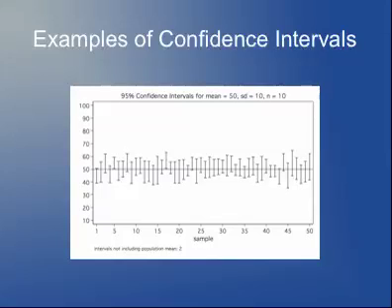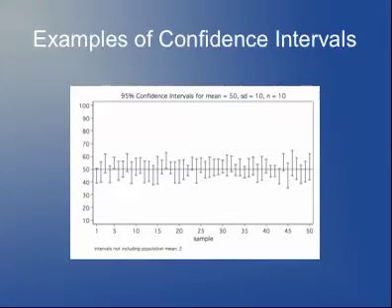I've got some graphs here to try to illustrate what's going on. This is just some simulated data. I generated some random data with mean 50, standard deviation 10, and a sample of size 10. In each case, I calculated a 95% confidence interval. And for each of these lines, the top of the line is the upper confidence limit, and the bottom of the line is the lower confidence limit.